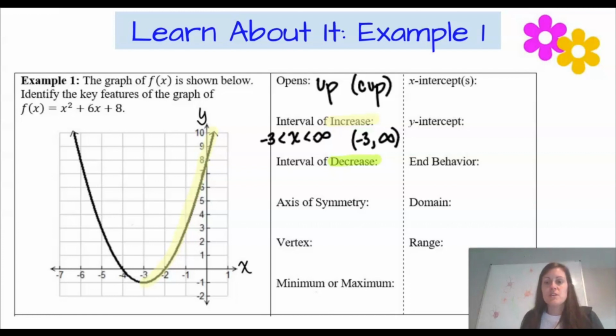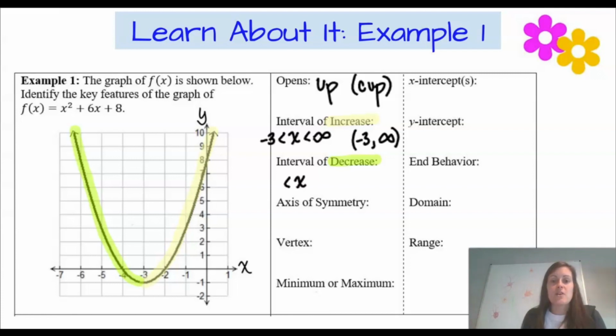The interval of decrease are the places on the graph, as I read it from left to right, where the y values are going down. The green highlighted section on my graph are those locations. I can identify those two intervals in two ways. I can use inequality notation and I can use interval notation. So again, I'm going to be using x values to help me do that.